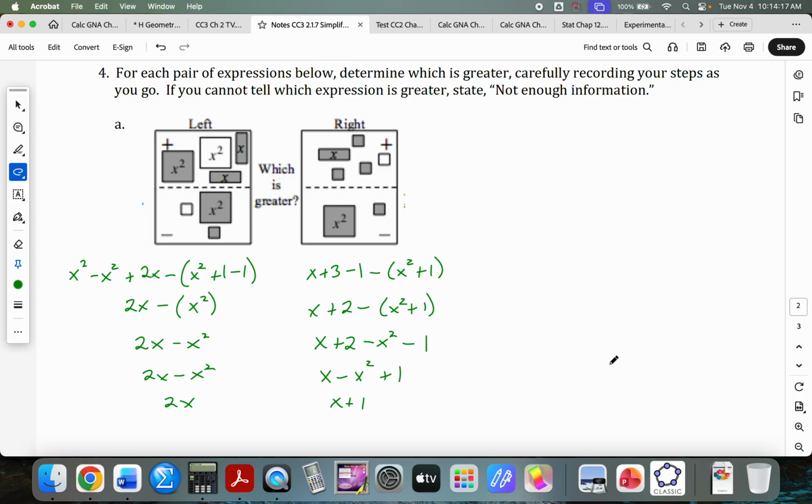Do I know which one is bigger? No, it depends on how big x is. If x is 1, they're actually equal to each other. If x is 10, this is 20 and this is only 11, so the left side would be bigger. So it depends on the value of x. So this is a not enough information.